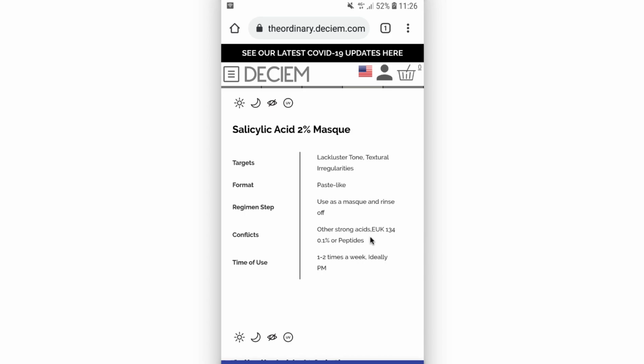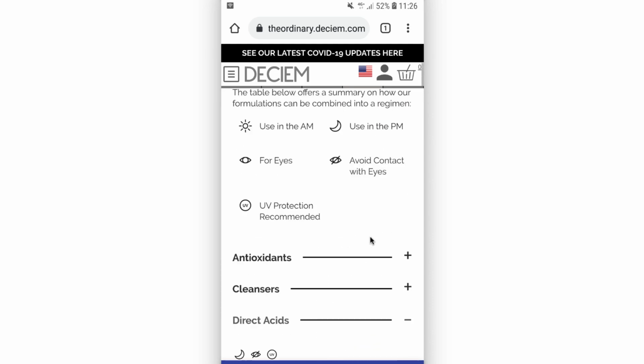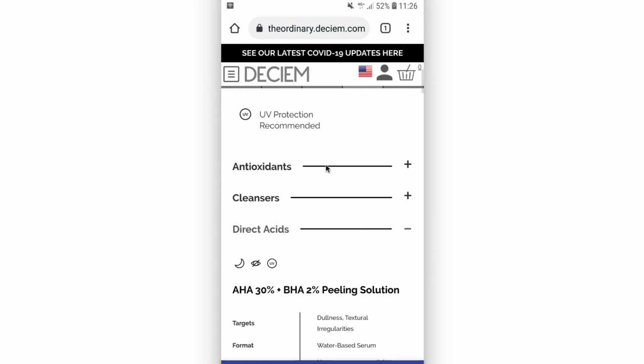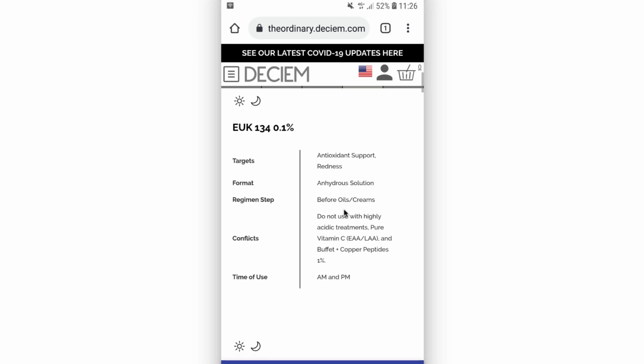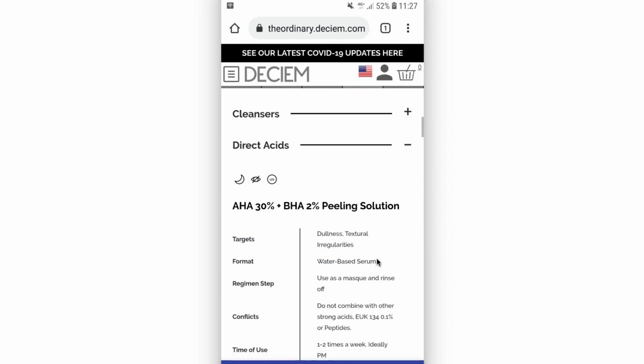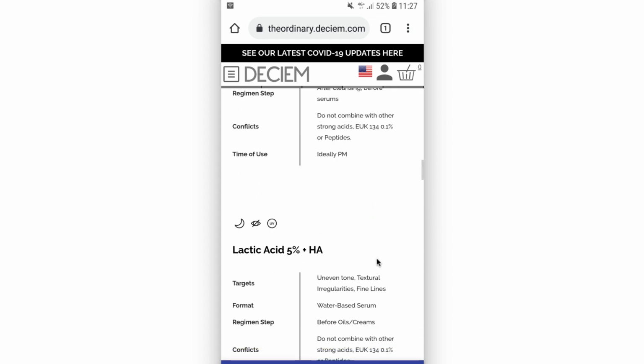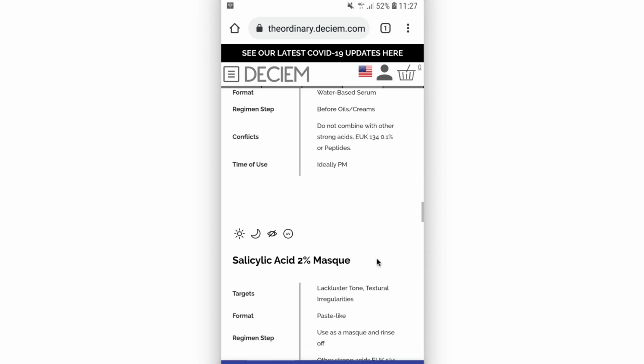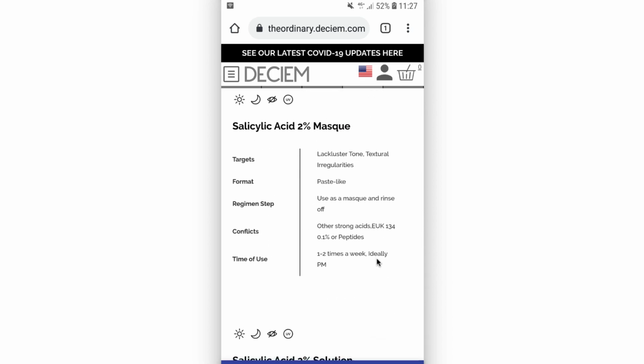So EUK, if you scroll up, is basically another category of antioxidants. And then here you can also see that it tells you its conflicts: do not use with highly acidic treatments, pure vitamin C or buffet copper peptides. Those are the conflicts of EUK. But still it tells you that you should not use it with any acidic treatments. And a salicylic acid mask is also an acid. Therefore, those should not be used in the same routine. This is how you can already figure out what you can and cannot use.